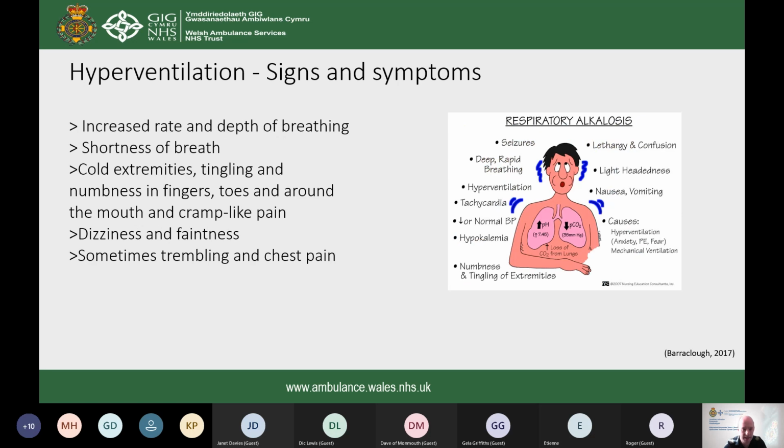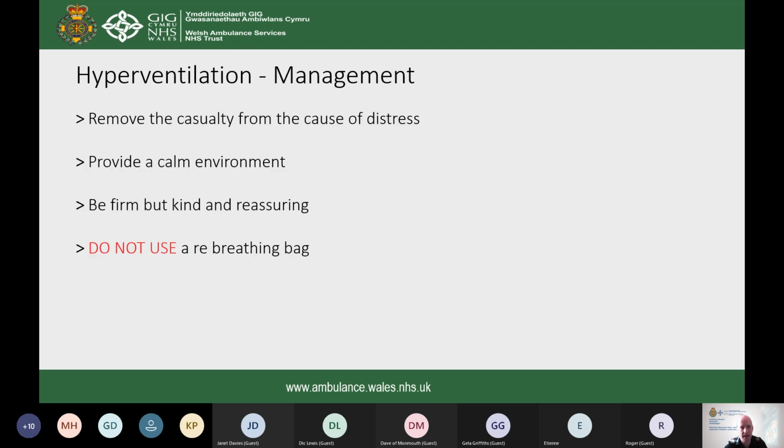So how we'd recognise it is increased respiratory rate and depth. They will, or potentially will, feel short of breath. They'll feel cold. The hands may cramp up. Fingers may cramp up and go numb. They'll feel dizzy. They may faint. And they may have some sort of palpitations or chest pains. But their SpO2 levels will remain normal because it's a buildup of CO2. They shouldn't get hypoxic through it traditionally.